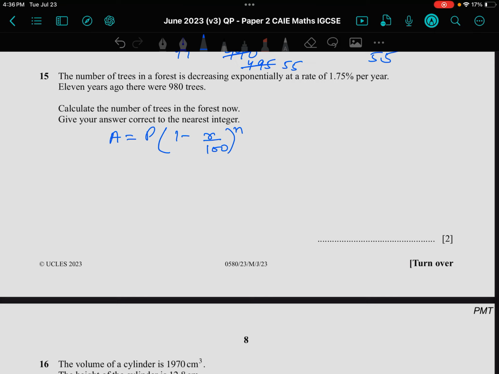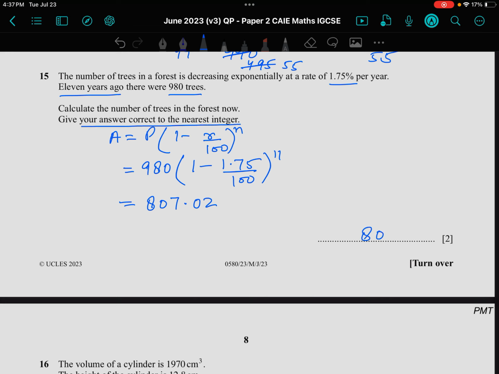The number of trees in a forest is decreasing exponentially at a rate of 1.75% per year. 11 years ago, there were 980 trees. So, principal, what was the number of trees? It was 980. 1 minus rate is 1.75 upon 100 and time is 11. So, I'll put this in my calculator. My answer will be 807.02. You have to give your answer correct to the nearest integer. So it is 807.